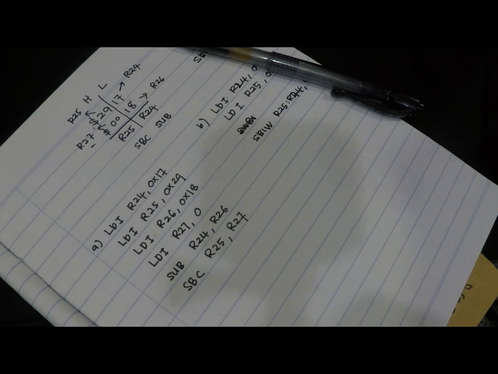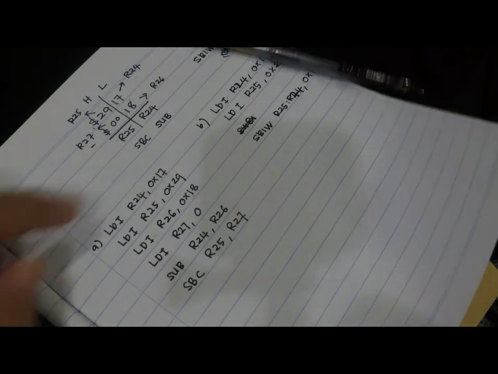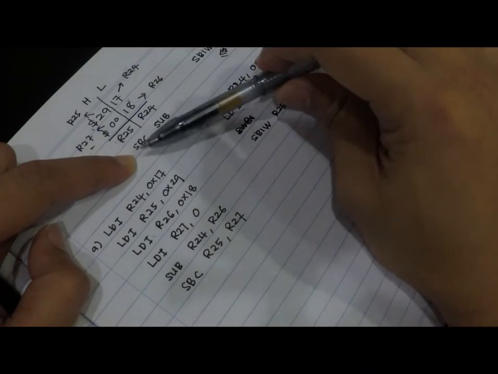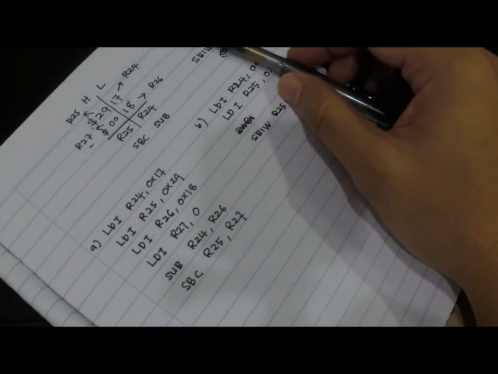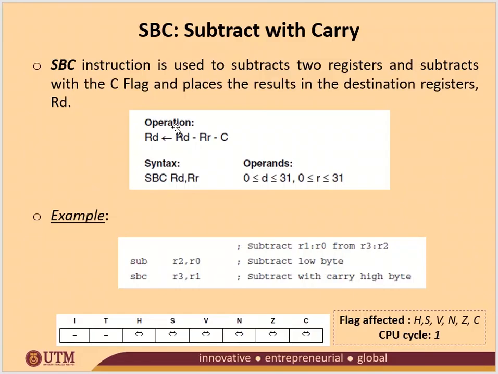Right, next we have SBC. This one I'm going to tell you about, the SBC. What is SBC? SBC is subtract with carry. It is used to subtract two registers and also subtract the C flag, and place the result into the destination register RD.